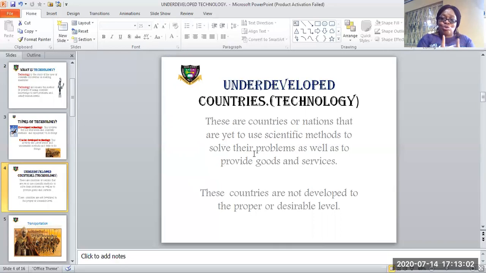They are yet to enhance their communities, their nations, with developed technology. Can you imagine? So they are using unscientific methods. "Yet" means they have not done it. Yes, they are yet to use scientific methods to do what? To solve their problems as well as to provide goods and services.